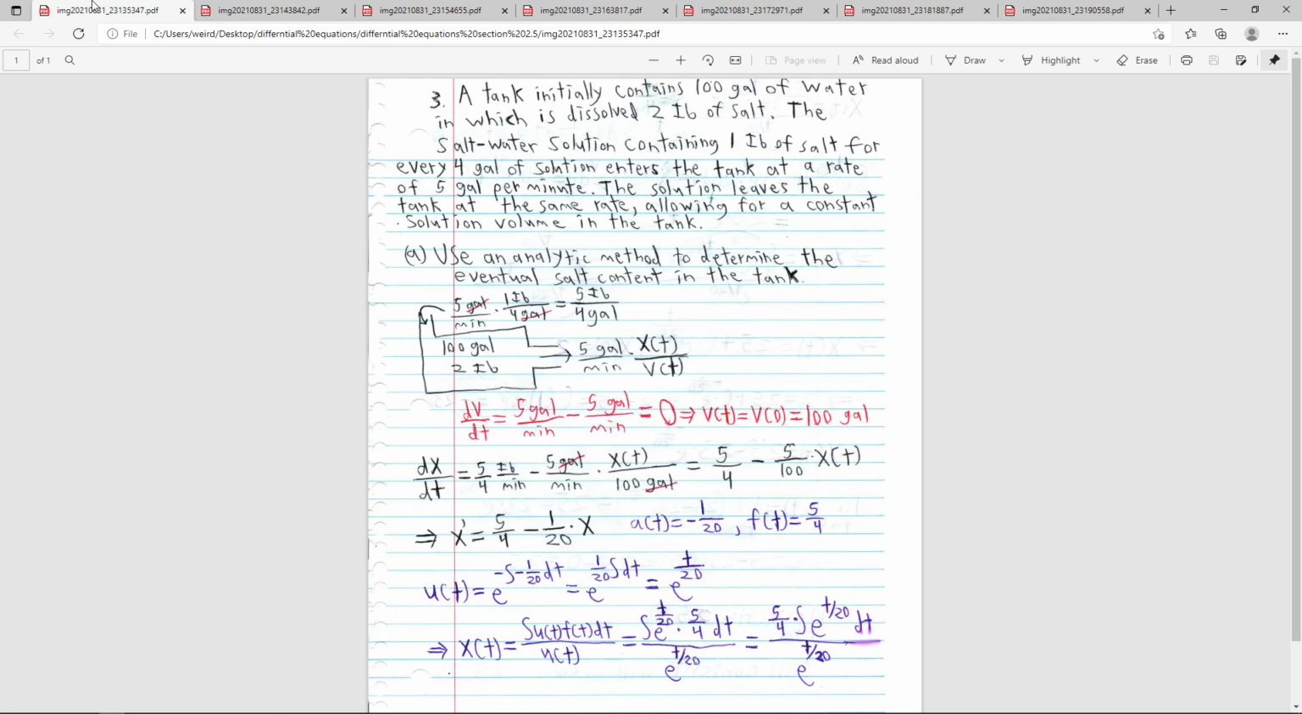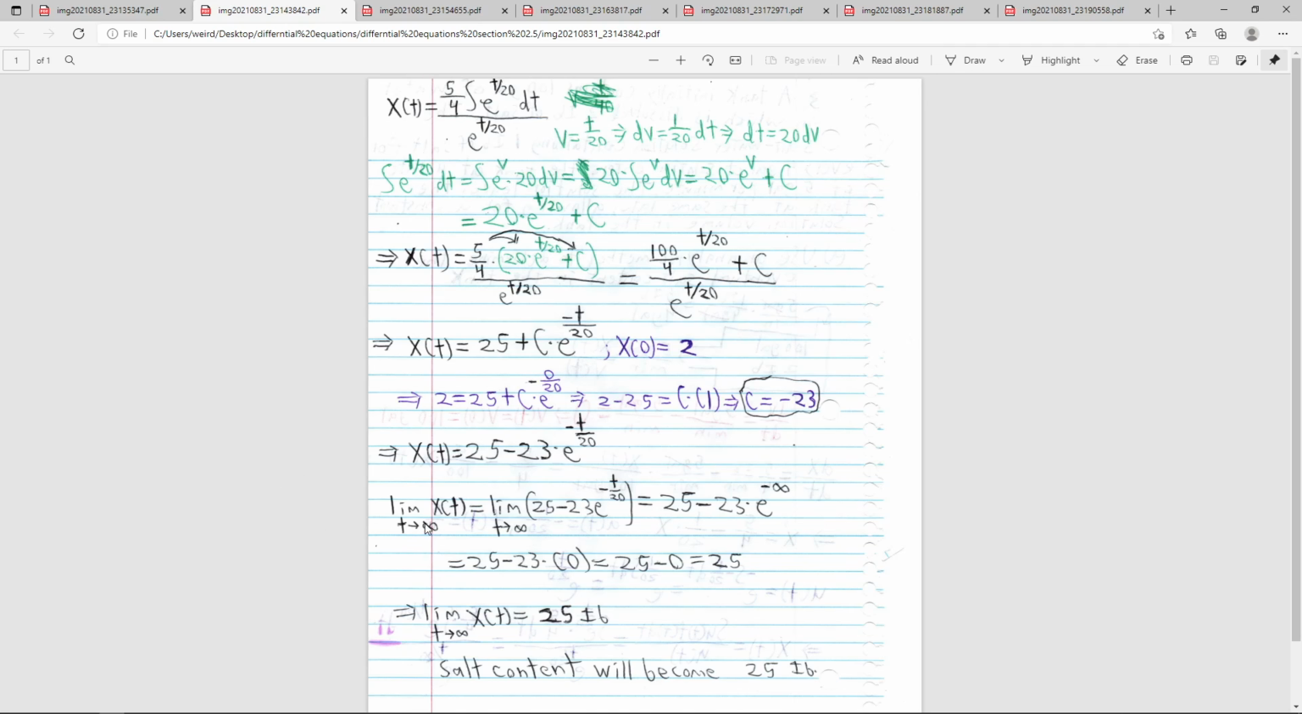Now the question is, we want to use an analytic method to determine the eventual salt content in the tank. So we're just going to take the limit as t approaches infinity, and that'll give us the answer on this formula for salt content. It becomes 25 minus 23 times e to the negative infinity. So it's 25 minus 0 eventually, so it's 25. So salt content will become 25 pounds, and that's the question over. Answer 2.